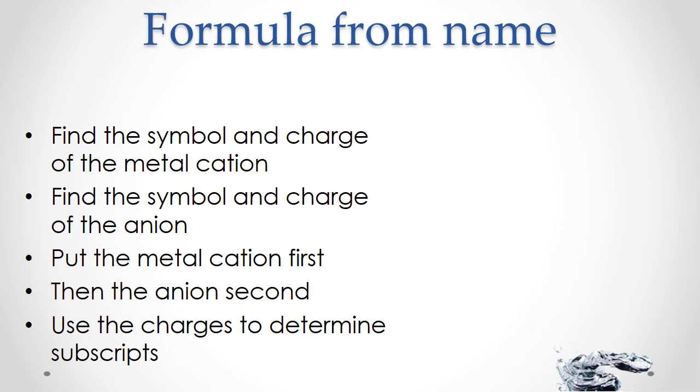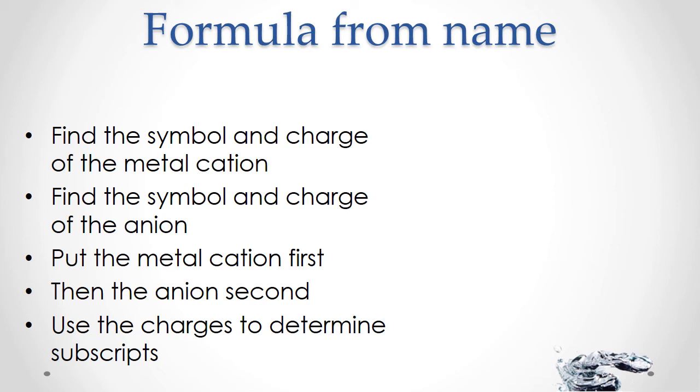We're going to follow the same process that we did before with finding the formula from the name of a monatomic ion compound. Here, first thing we're going to do is we're going to find the symbol for the metal and its charge. Then we're going to find the symbol for the anion and its charge. We're going to put the metal first and the anion second. Then we're going to use the superscripts to determine the subscripts.